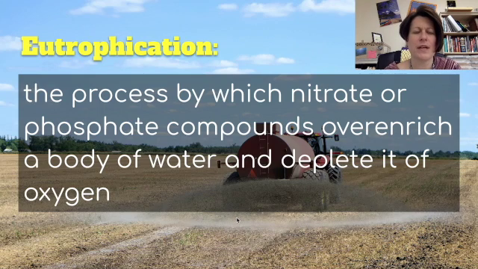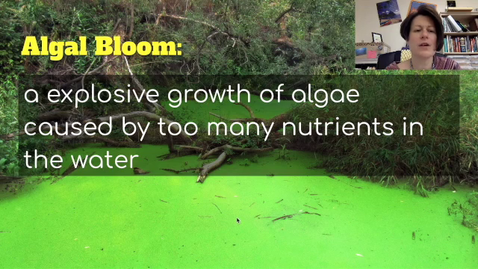So what is eutrophication? It is the process by which nitrate or phosphate compounds over-enrich a body of water and deplete it of oxygen. So it is this excess waste, and you can see in the background one of those sources is fertilizer in the runoff going into the water system. This can cause algal bloom. This is an explosive growth of algae caused by too many nutrients in the water.